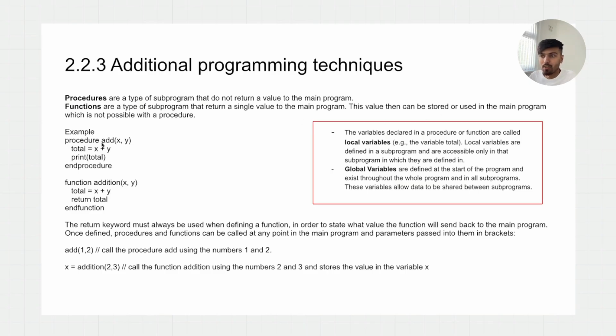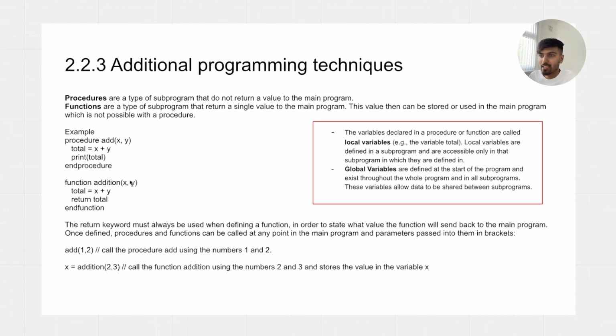We'll see an example. In procedure add, we take in two parameters, x and y. To call this, if we do 1 and 2, we'll add together 1 and 2 and we'll print 1 and 2 added together, which is 3. This is how you do it in pseudocode.